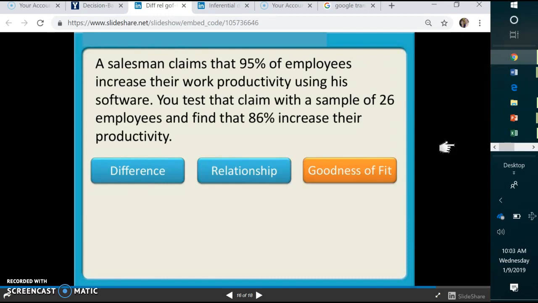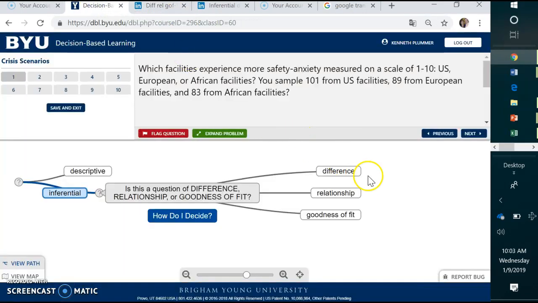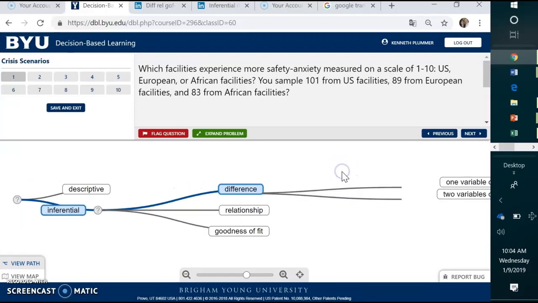That's right. Very good. Okay, now armed with just enough just-in-time instruction, that's what we call this, look at the original problem and tell me what you think. Are we dealing with difference, relationship, or goodness of fit? So this one definitely looks like a difference question. Okay, and why is that? Because we're seeing which facility has more safety anxiety. Very good. Comparing them across the 3. Excellent. Okay, so we'll click difference.